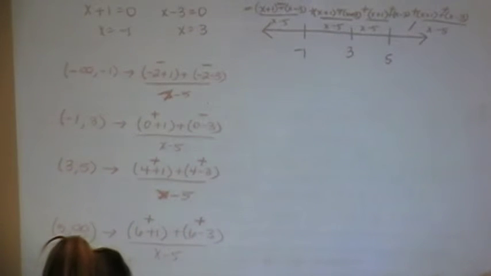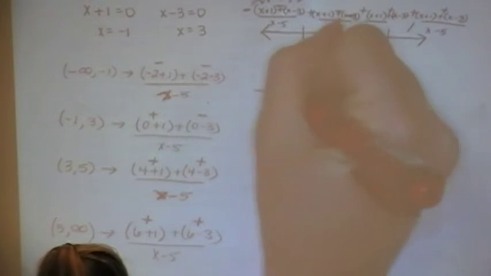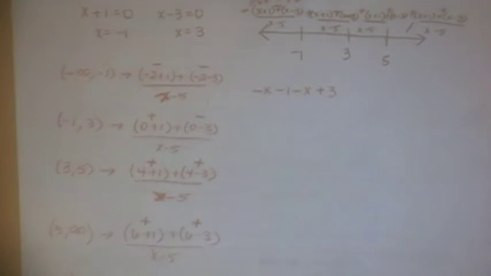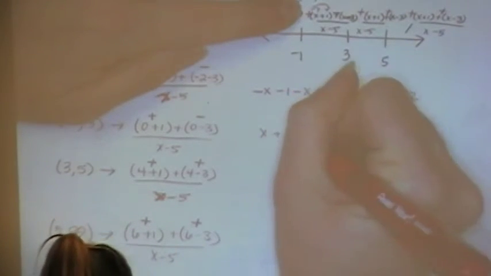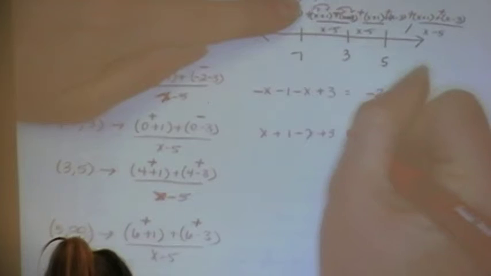So now we get to the distributive part of this. I'm going to distribute this negative for the first interval. So that's going to be negative x minus 1 minus x plus 3. Everybody okay? Combining like terms, that's negative 2x plus 2. Second interval, I'm distributing a positive the first time, so that's positive x plus positive 1 minus x plus 3, because that's negative negative.